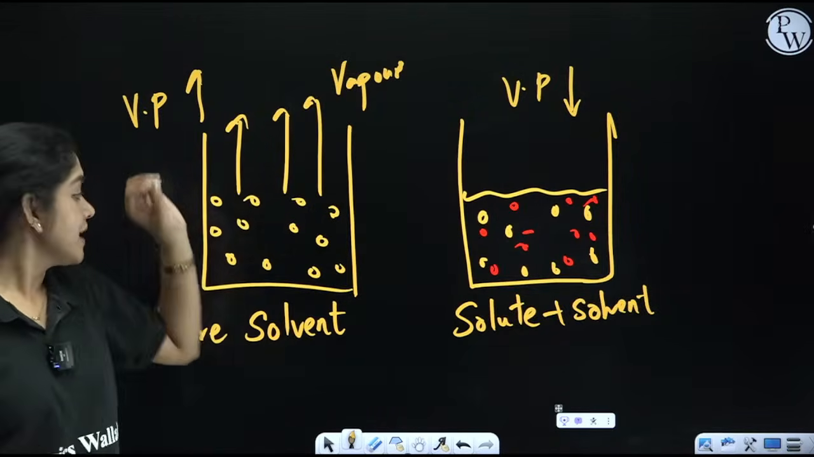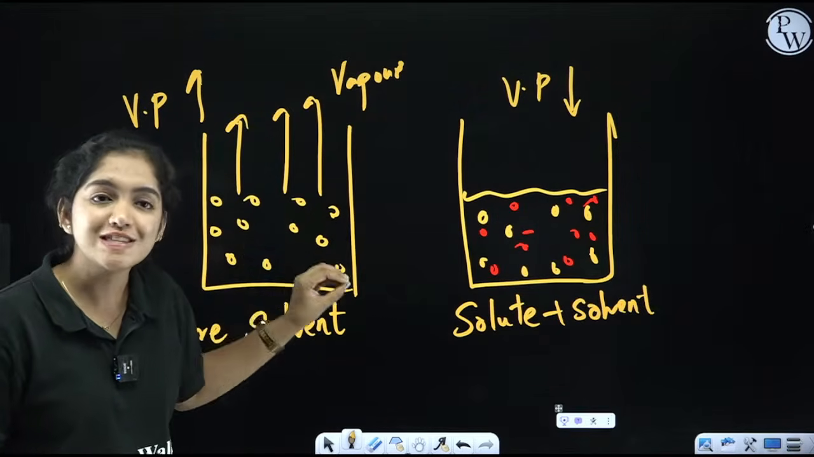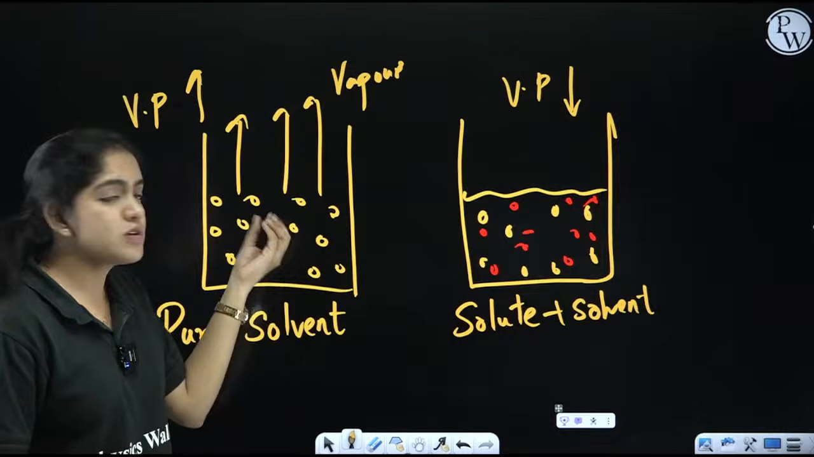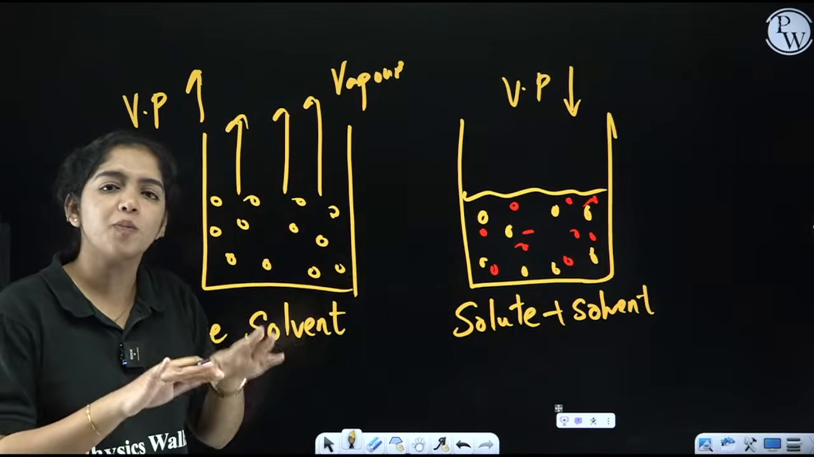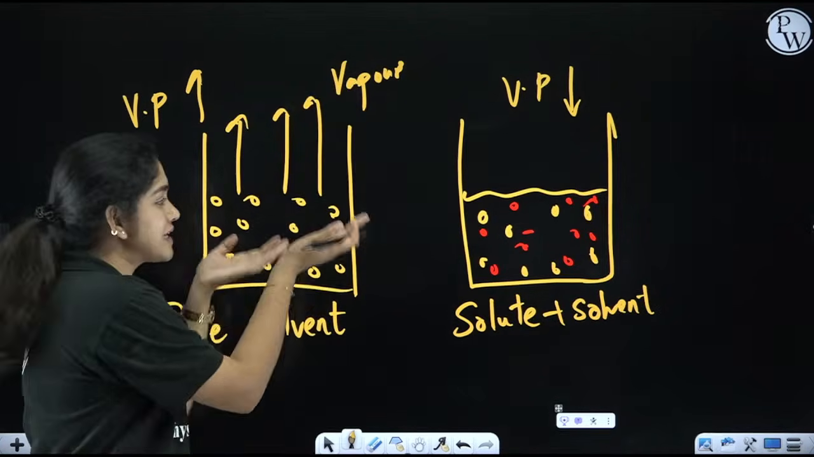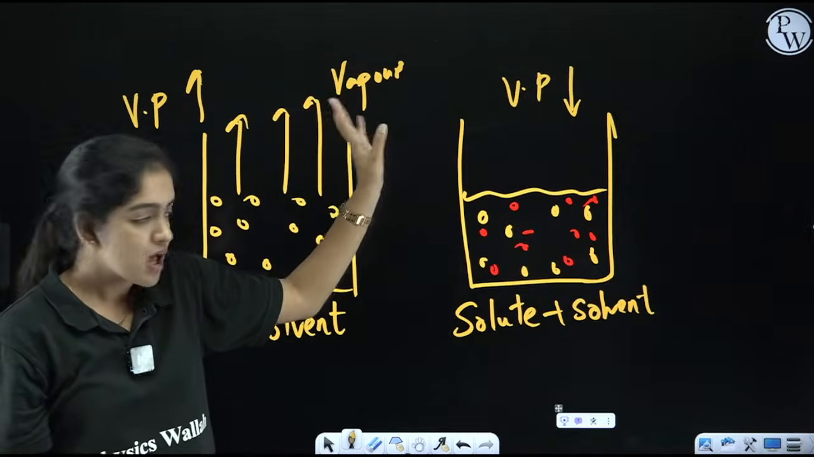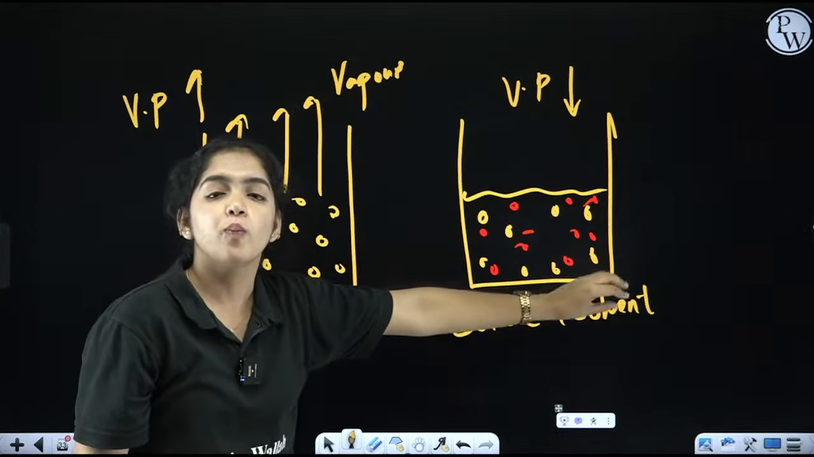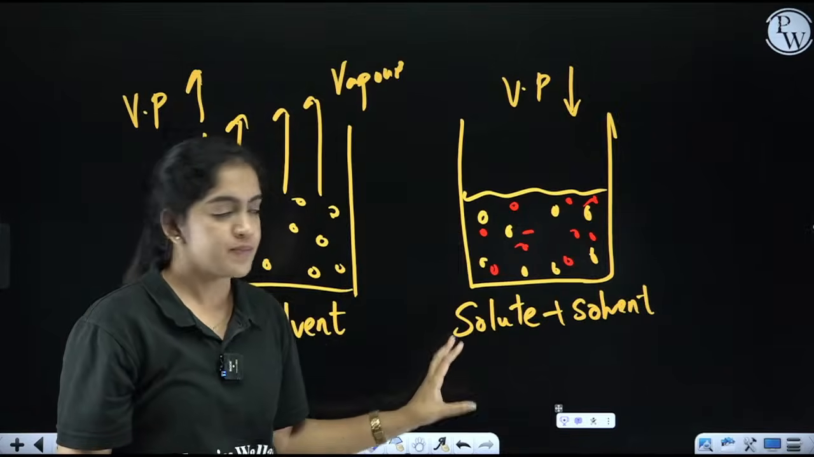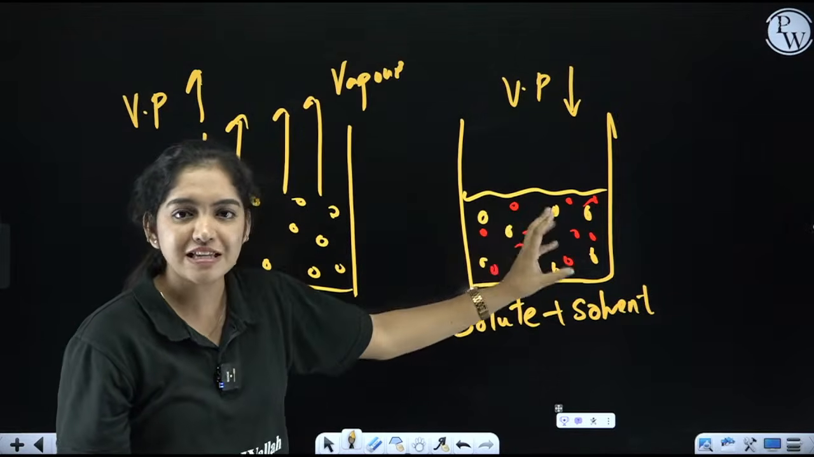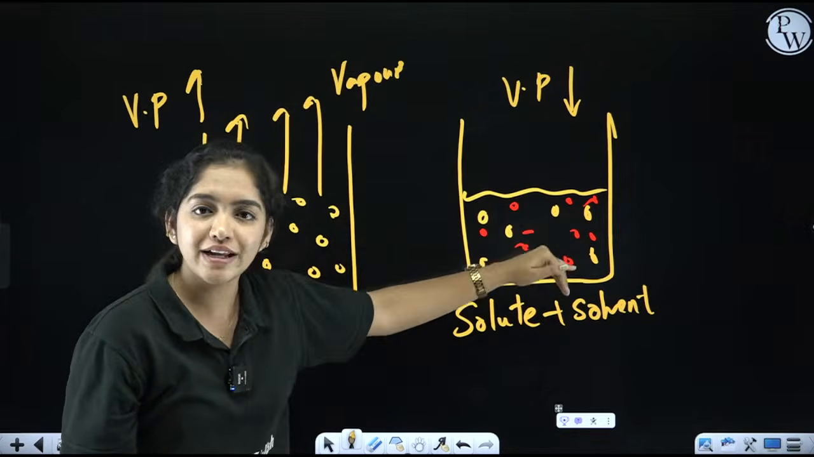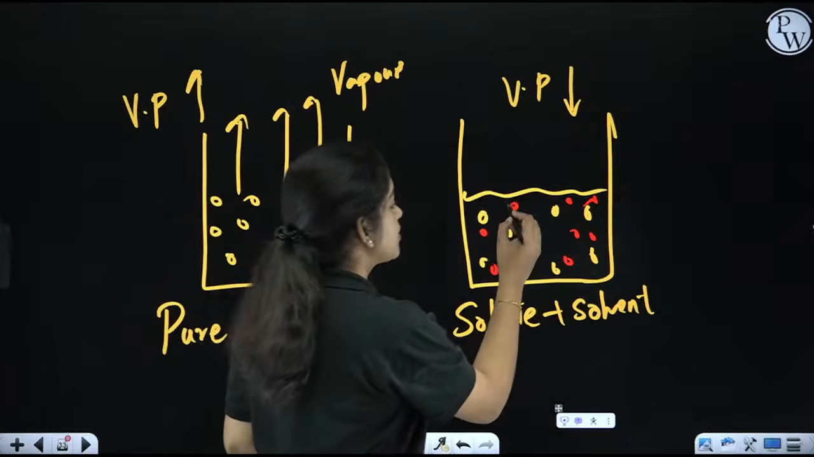Yes, I will repeat. In the case of pure solvent, only solvent molecules are present, right? No solute molecules, no hindrance, no barrier, no obstacle. So the molecules can easily vaporize. So the vapor pressure will be very high. Got it? But in the case of solution, both solute and solvent are present. So the solute molecules will be mixed with the solvent molecules. Can the solvent easily go? No, right?